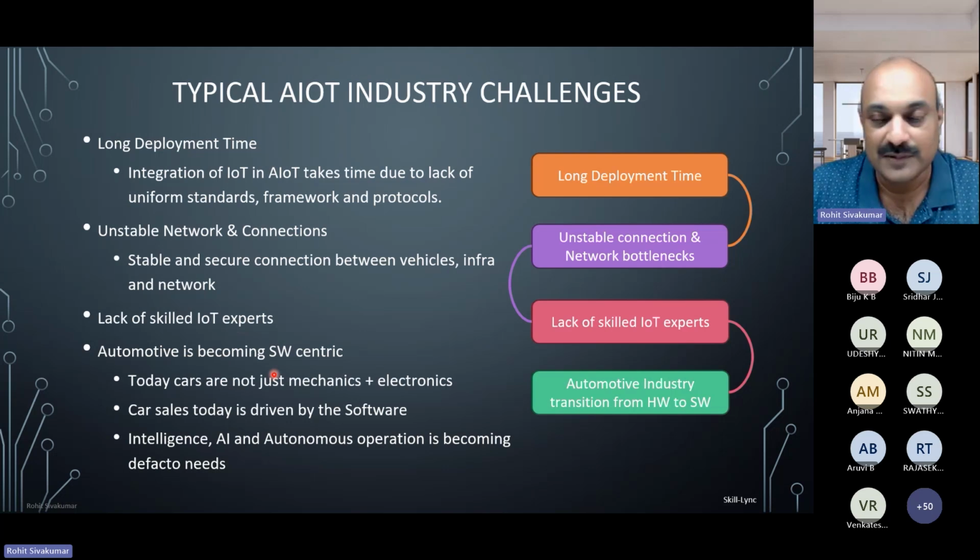If you've heard about Bosch, there are companies which are trying to slowly move from being pure automotive to becoming automotive plus software. So today, car sales is primarily driven by what software features are being built into it. Intelligence, AI, autonomous operations becoming a de facto need to increase the car sales, to meet competition requirements, and to make sure they're all efficient and cost effective.